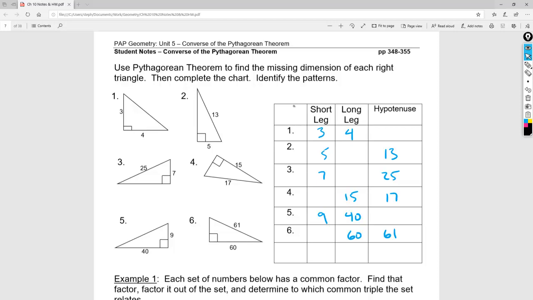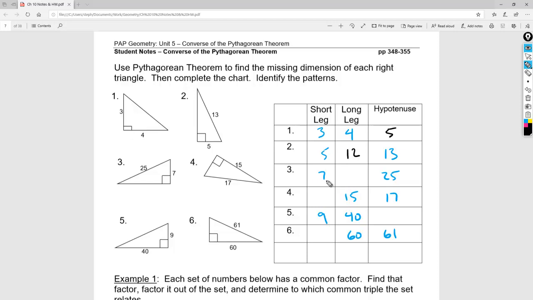Okay, so you can pause if you are not done yet, but we can use the Pythagorean theorem here to solve for our missing pieces, right? So our first one, you might know this special right triangle already. This is a 3, 4, 5 special right triangle, so my hypotenuse will always be 5 here. You might know number 2 as well. This is a 5, 12, 13. So you can use the Pythagorean theorem, 5 squared plus b squared equals 13 squared. Solve for b, and you will get 12.